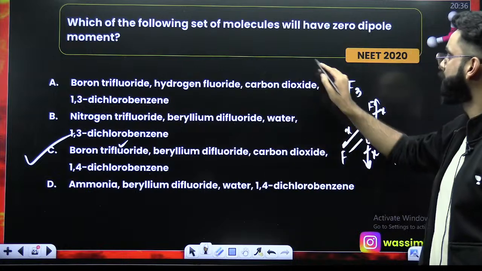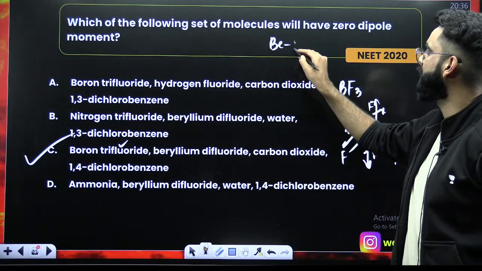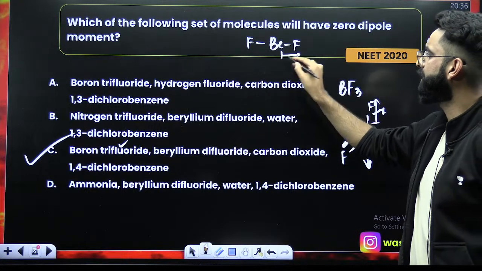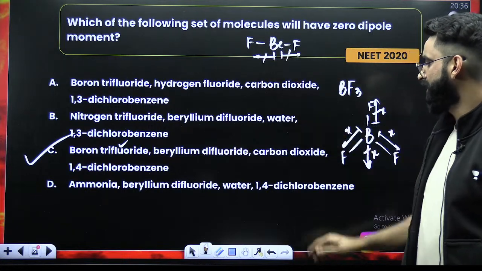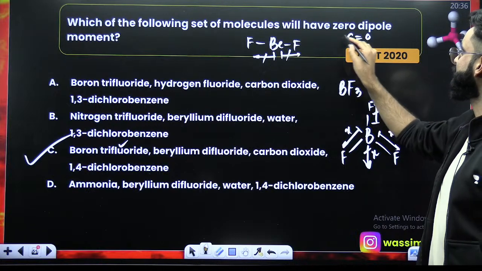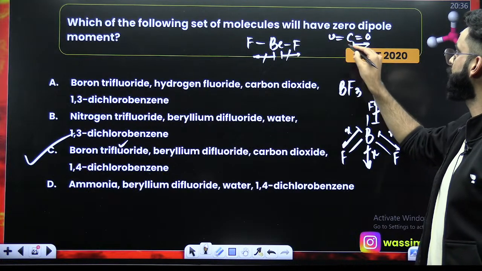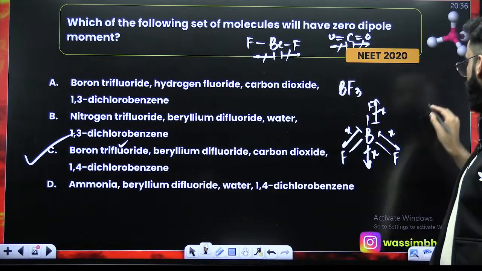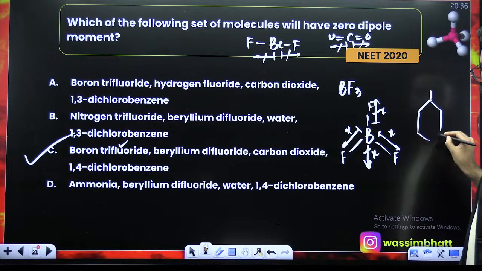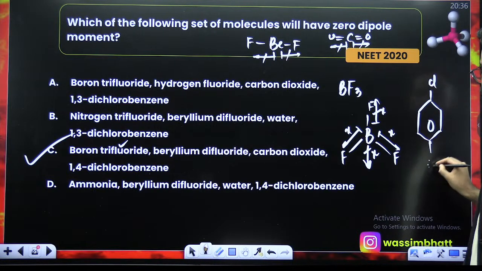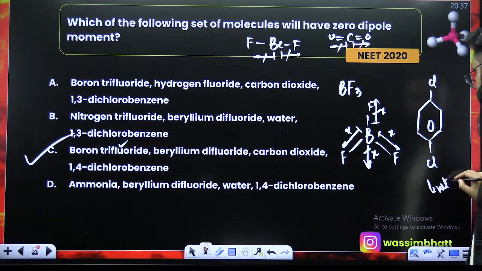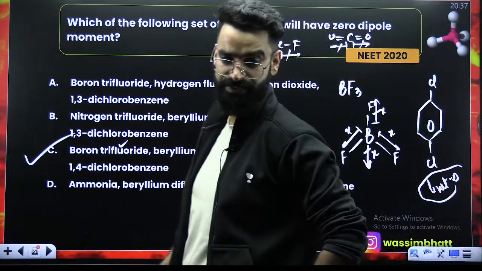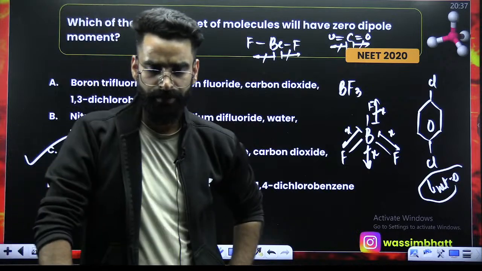Now BeF2, this is something which we discussed in the beginning itself. Its net dipole moment is automatically 0, right? Positive to negative, cancel out. Carbon dioxide, this is also something we discussed in the beginning of the dipole moment. Positive to negative, cancel out. This 1,4-dichlorobenzene I showed you a few minutes back only. Its net dipole moment we discussed in the beginning itself, 5 minutes back. So its net dipole moment is also 0. So it has to be option C.